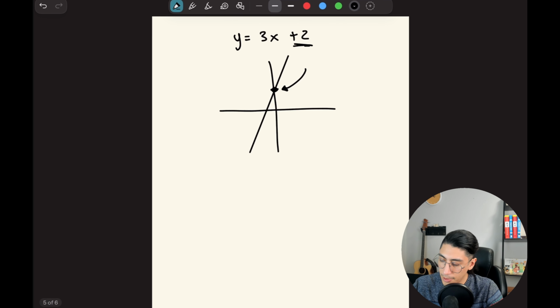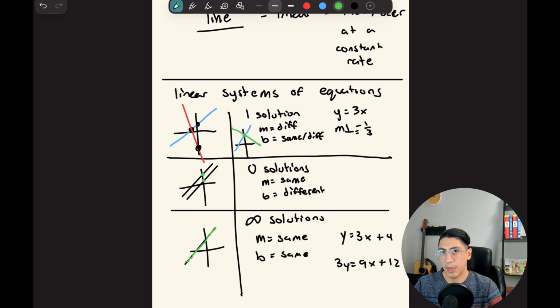Well, the situation where they would be the same is if they intersected right at the y-axis. So if it was like that. In that case, they have different slopes, but they actually have the same y-intercept. So I actually saw that on a really hard question years ago, and I'm sure they put it every once in a while in the SAT.